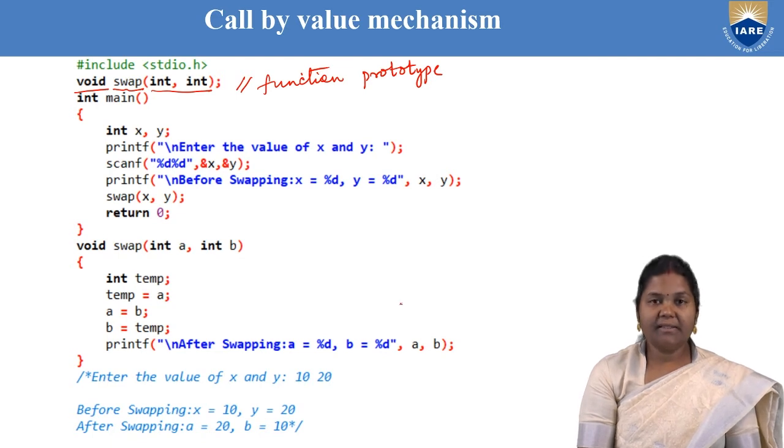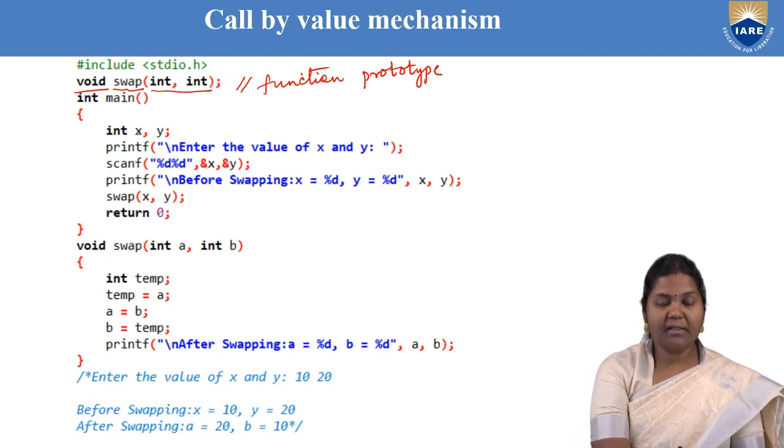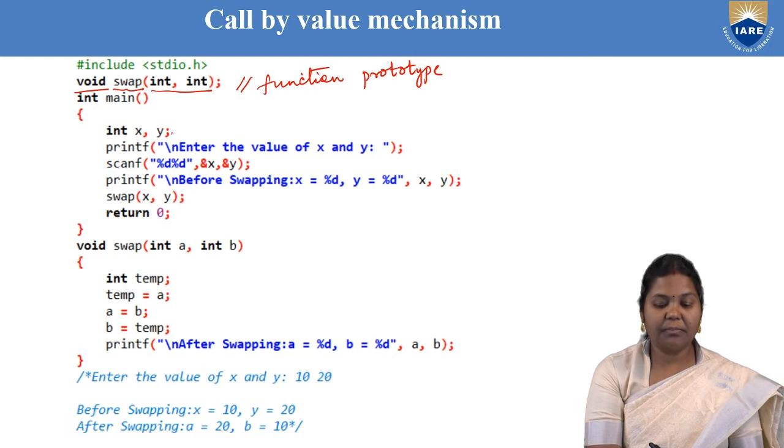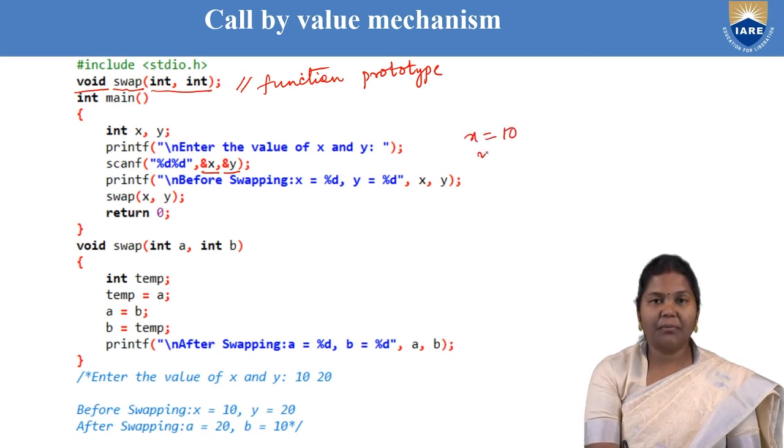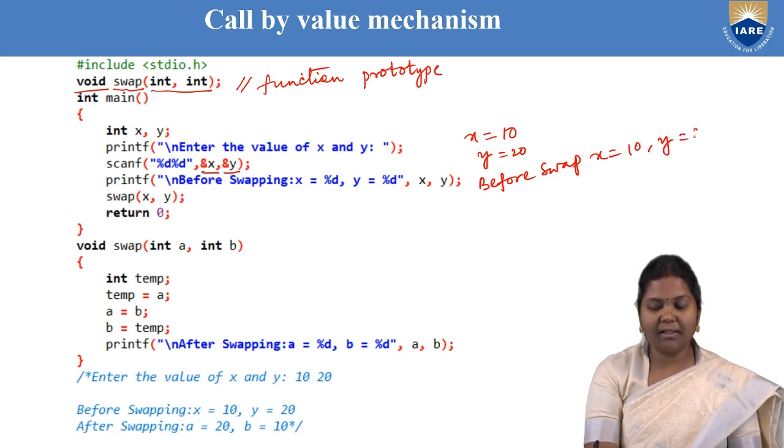So in this case, we are declaring two variables x and y. We are reading the values of x and y, and suppose originally the value of x is equal to 10 and y is equal to 20, for example. So before swap, we are displaying the value of x is equal to 10 and y is equal to 20. Then this line is called call the function.